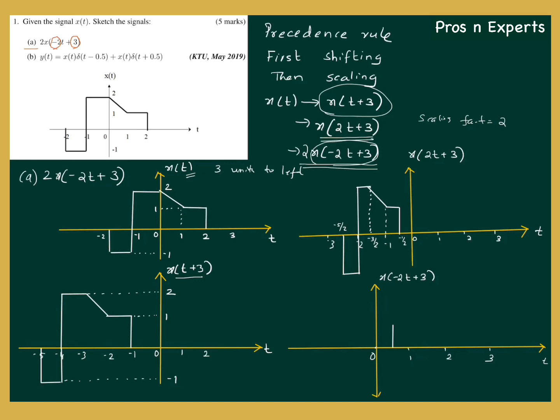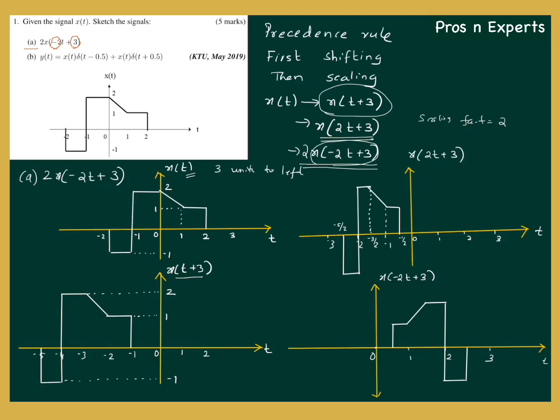Then the next portion is at -1, that goes to +1, right? So like this. Then the next interruption at -3 by 2 will be at +3 by 2 here. Then at -2, that portion goes to +2. Okay, now there is a shift here and the final value is at +5 by 2 or 2.5. Okay, so this is x of -2t plus 3.